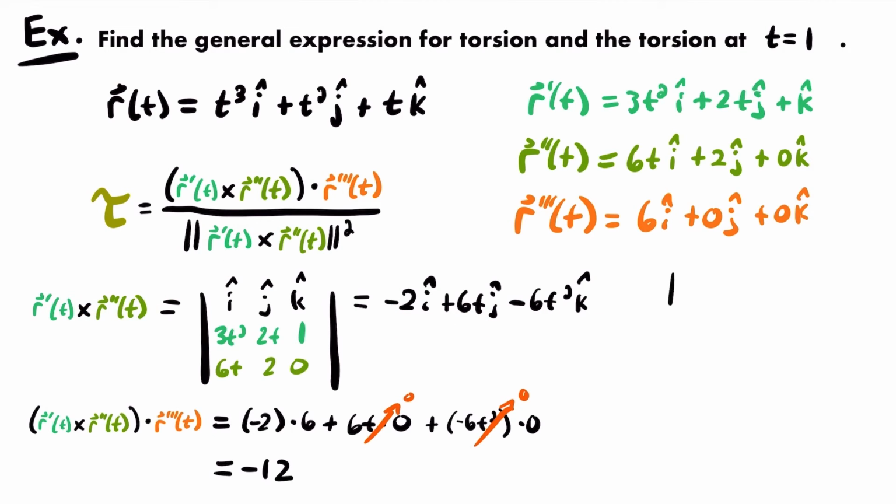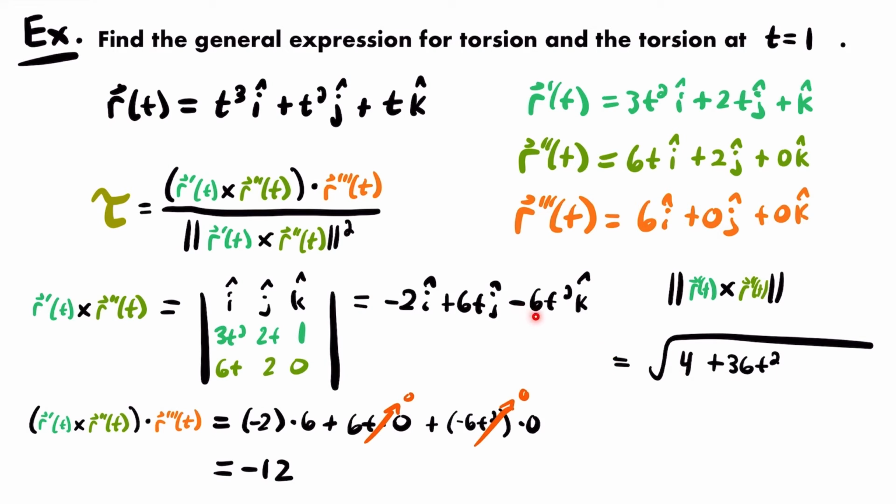So let's do that. The magnitude of the cross product between r prime of t and r double prime of t will be equal to the square root of the sum of the components squared. Negative 2 squared is 4, so we have 4. And then you want to add that to 6t squared, which gives you 36t squared. And then you want to add that to negative 6t squared, but squared, so you get plus 36t to the power 4.